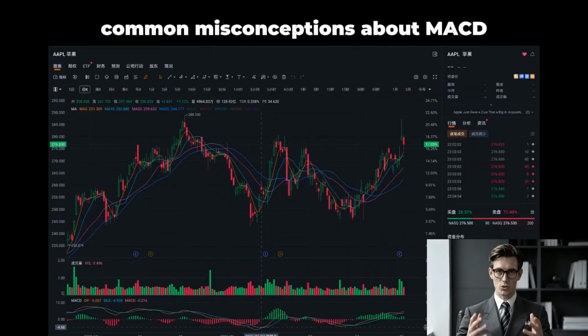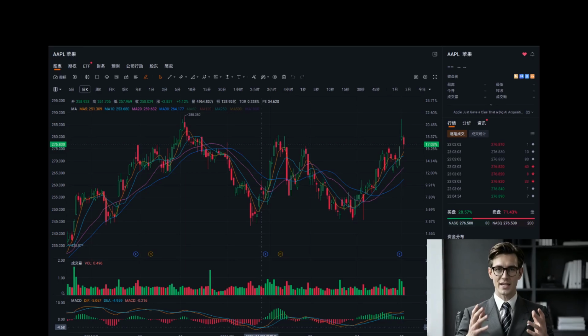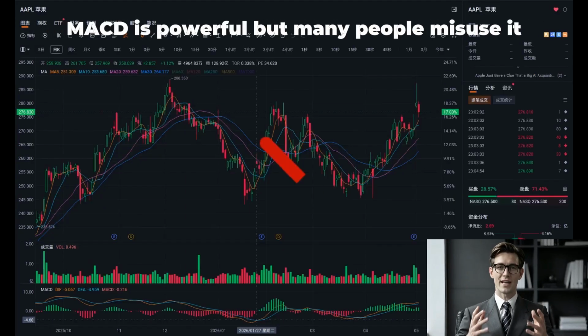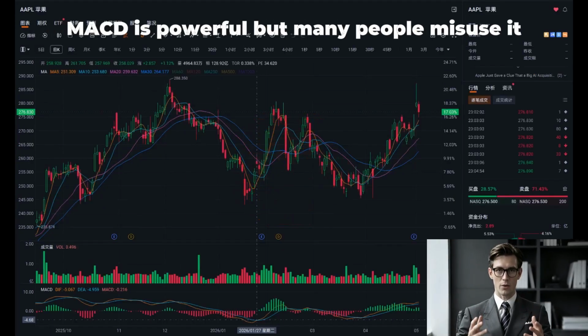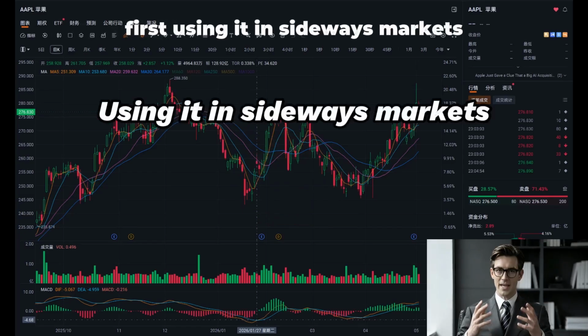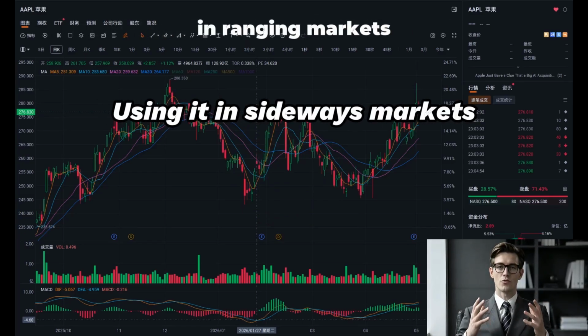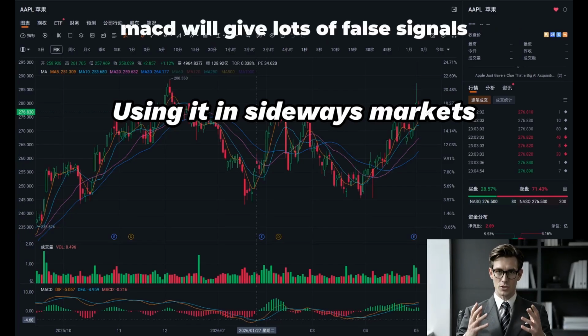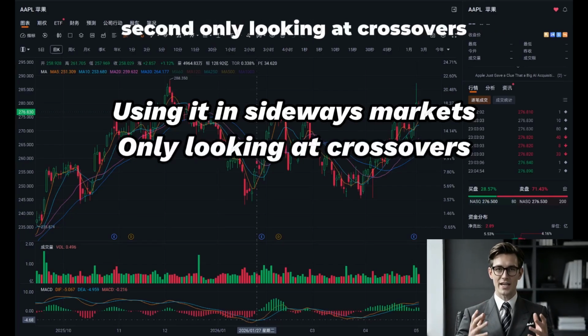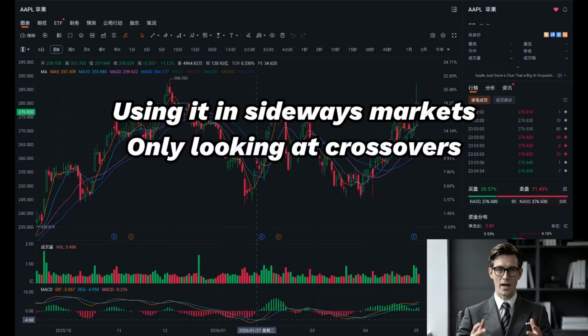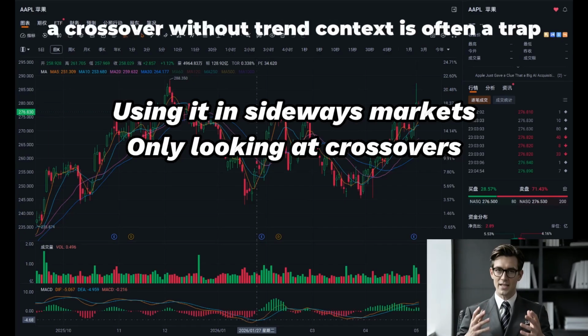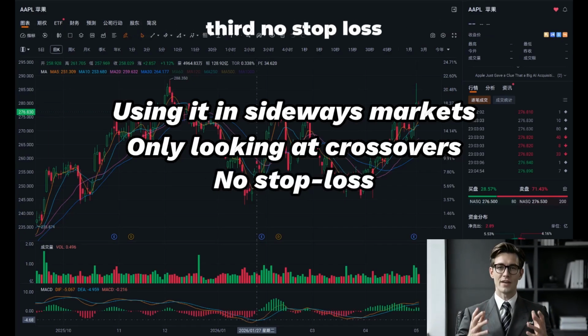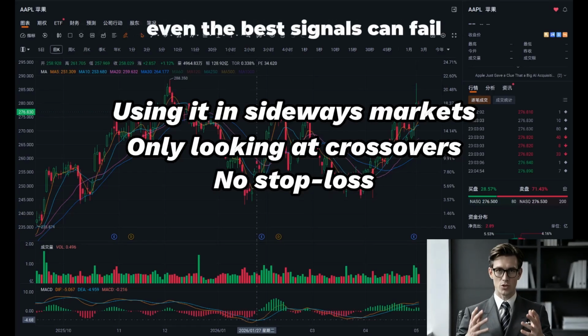Common misconceptions about MACD. MACD is powerful, but many people misuse it. First, using it in sideways markets. In ranging markets, MACD will give lots of false signals. Second, only looking at crossovers. A crossover without trend context is often a trap. Third, no stop loss. Even the best signals can fail.